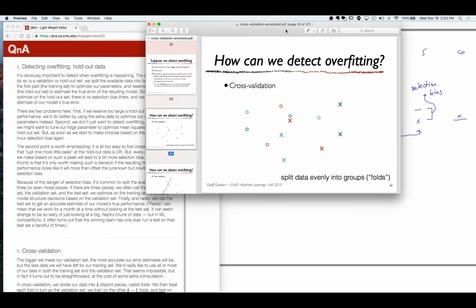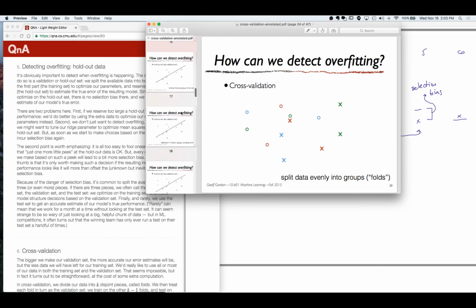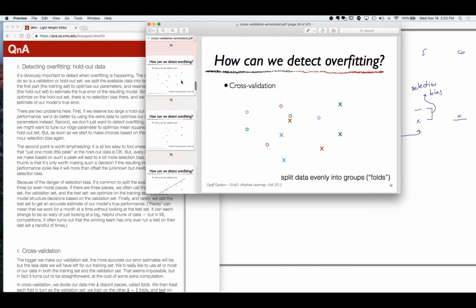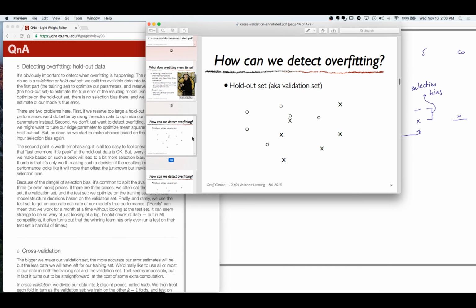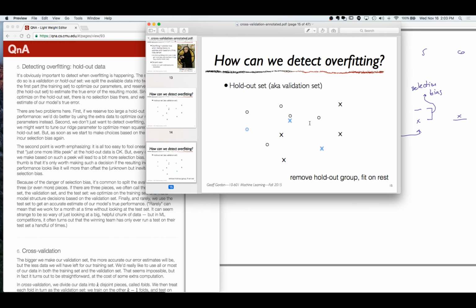So let's go back on the animation to here. And here's our training data. What I mean by splitting is that we just pick some fraction of our data, the blue points here, call that the holdout group, and just remove it.